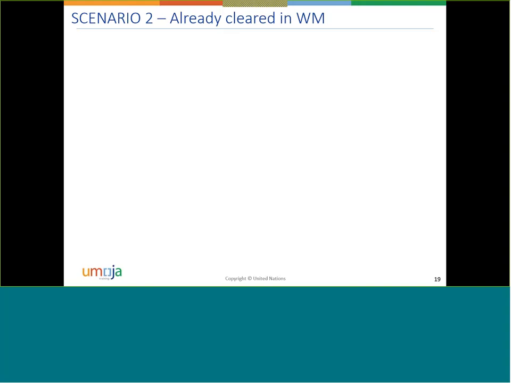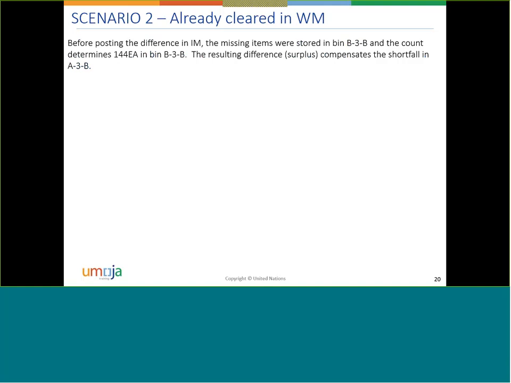Okay, so we move on to our next slide and see what else is going wrong here. So before the posting the difference in IM, the missing items were stored in B3B. So you know what? We find these missing items, these 50 items, and we put them in the bin that had 94 originally. And the count determines now 144 in bin B3B. The resulting difference surplus compensates the shortfall in A3B. So let's see what that looks like in a screenshot.